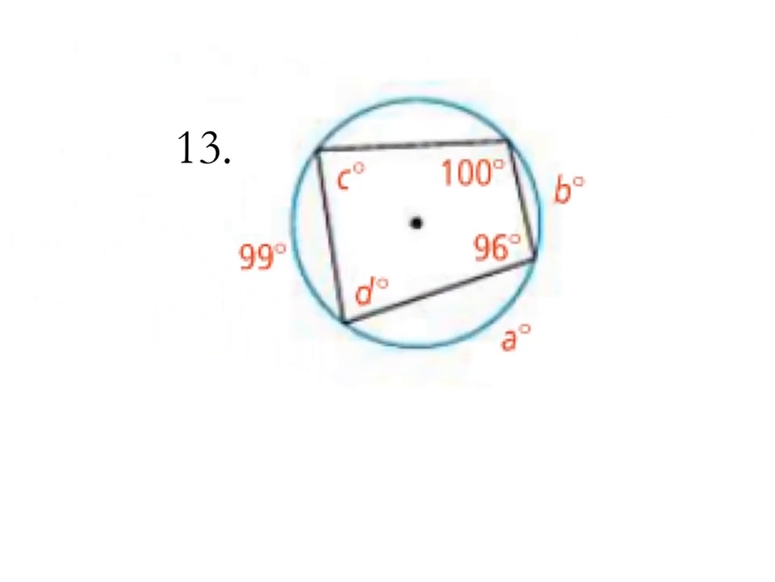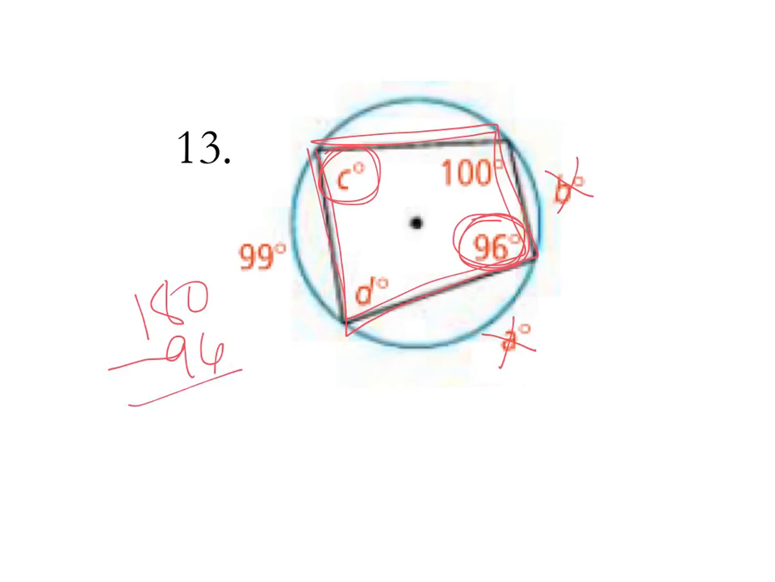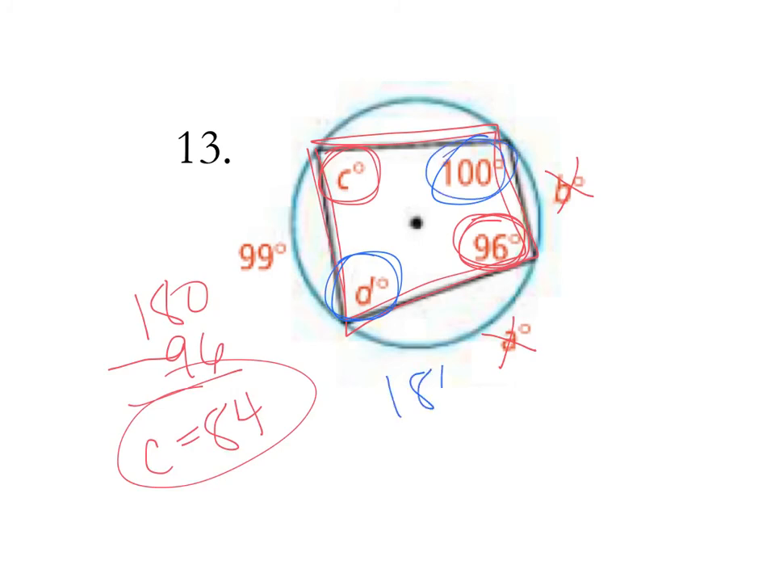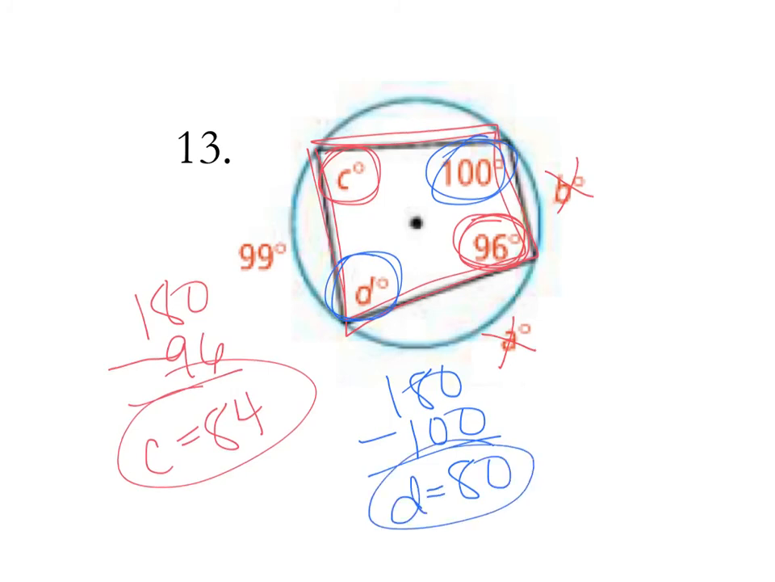Number 13, we are going to skip A and B here, we're just going to jump right to C. The point here is that you have a quadrilateral. If I want to find C, I want to pair it with the opposite angle. Those are supplementary. So I can do 180 minus 96. C is 84. To find D, I can pair it with the 100. Those are supplementary. So I got to use 180. 180 minus 100 means D is 80. So hopefully when you see the quadrilateral, those should be really easy. You just got to make sure you're using 180 there.